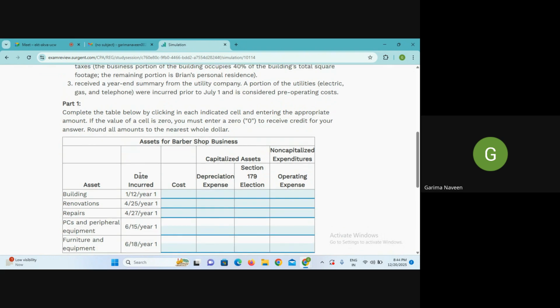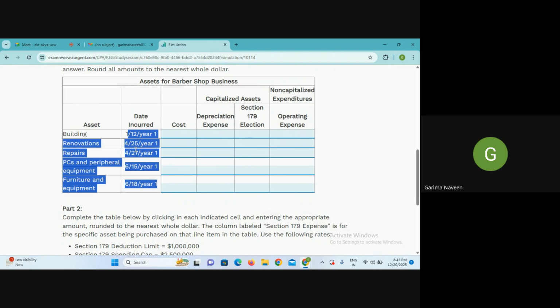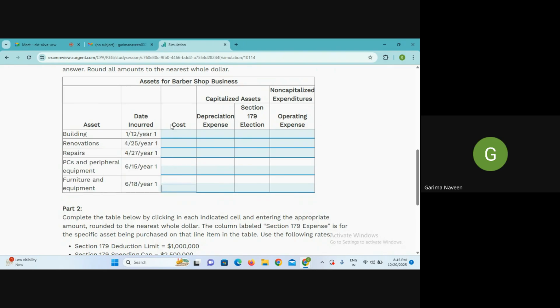So first of all, the assets are given here, any kind of improvements are given here. The date incurred is given here. You have to read the exhibit and put in the following values. Then you have to put the depreciation expenses, Section 179 election, and operating expenses here.